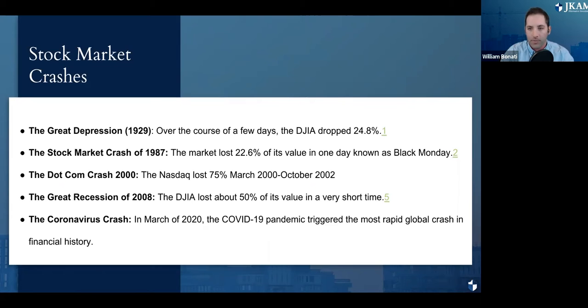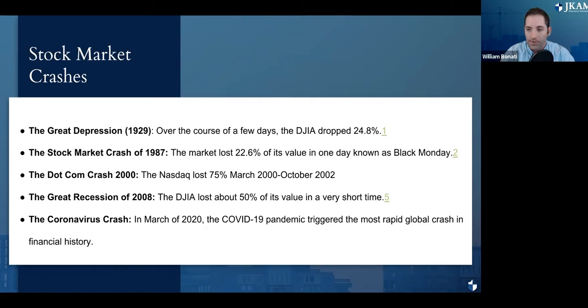The next big drop that we saw was the dot-com bubble. That was driven by speculation from basically the mid-90s to early 2000, and it all came crashing down and was further impacted by the events of September 11th in 2001. And that recovery took about 2 years. And then again, we saw another recession in 2008, and the Dow Jones Industrial Average lost about 50% of its value in a very short time.